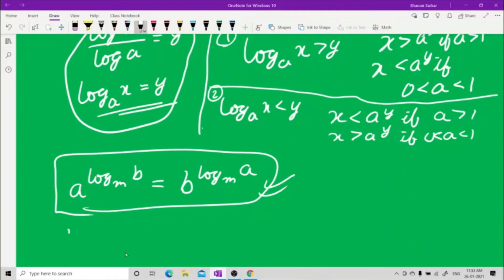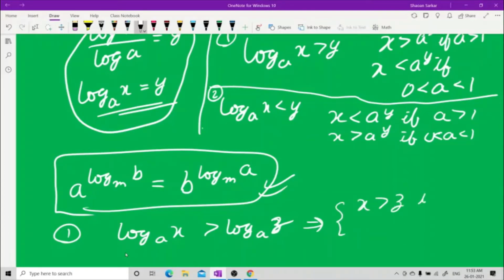Now, one more property. Let's say log base a of x is greater than log base a of z. Then this implies two things. x is greater than z if a is greater than 1, and x is less than z if a is between 0 and 1.